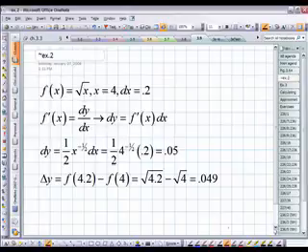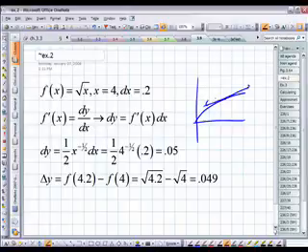Now if we go ahead and just do a very rough sketch of rad x, it looks like this, and you can see it's concave down, and so a tangent line is going to be above the curve. And so that's why dy being bigger than delta y makes sense.